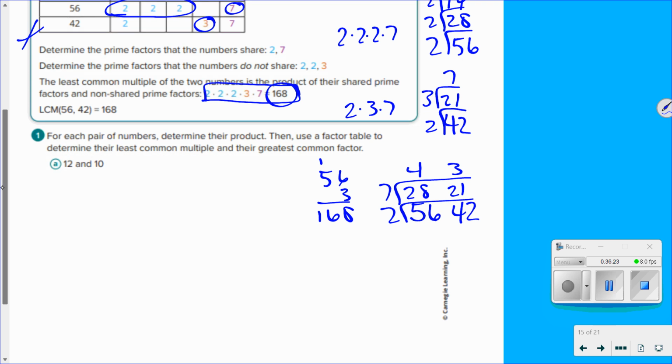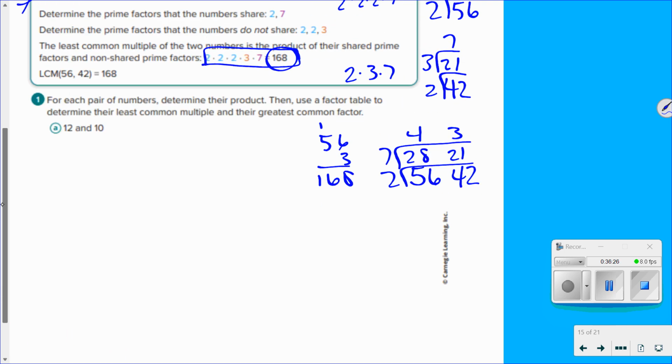Okay, I'm going to give you guys a chance to practice. Here's your 2 numbers, 12 and 10. I want you to find me both the GCF and the LCM for that set of numbers. I'll give you guys about 3 minutes. Go ahead and go.